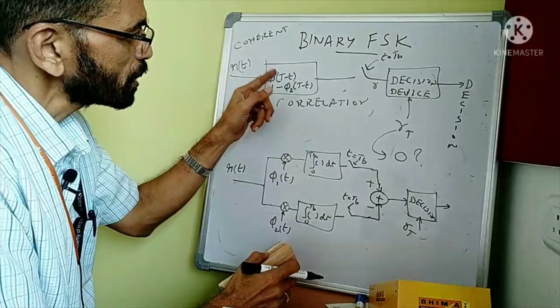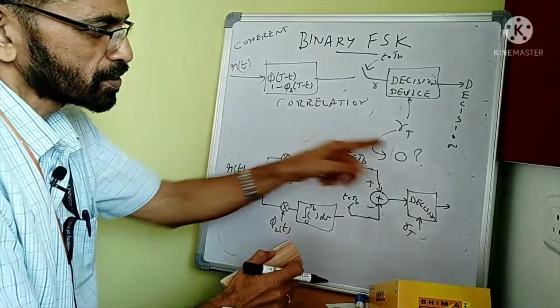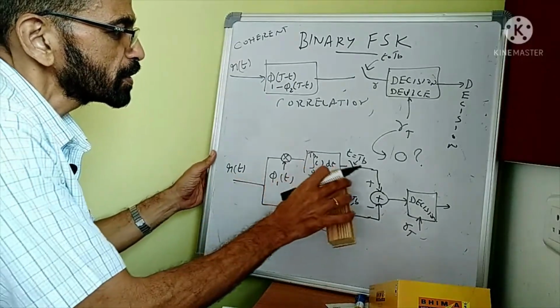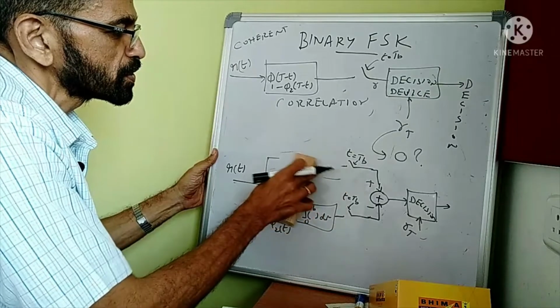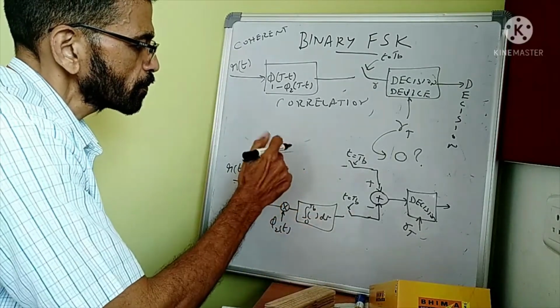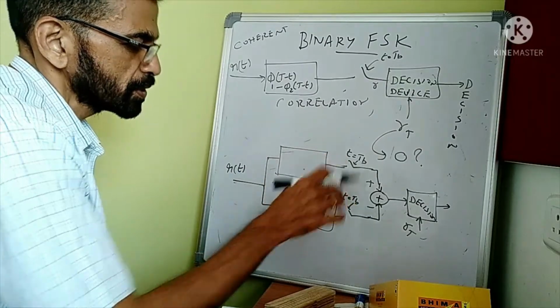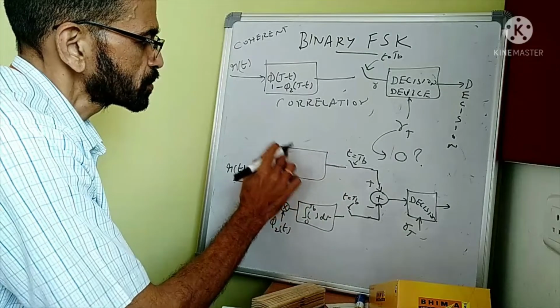If I was using S1 capital T minus S0 capital T minus t, then the threshold is 0. Whether the threshold is the same is a simple question, you can find out the answer for yourself. And here also you can have a matched filter version. And remember, the two are equivalent. The correlation receiver and the matched filter version are equivalent in this context.